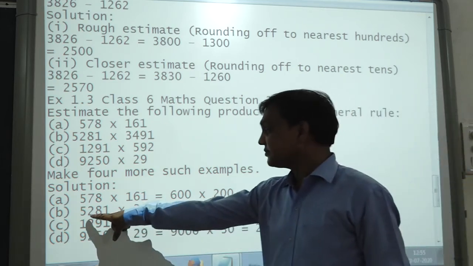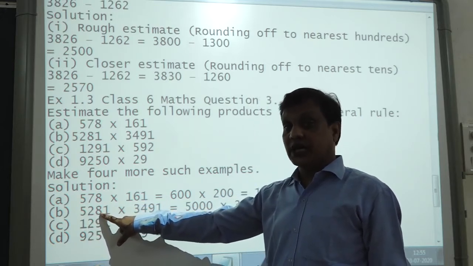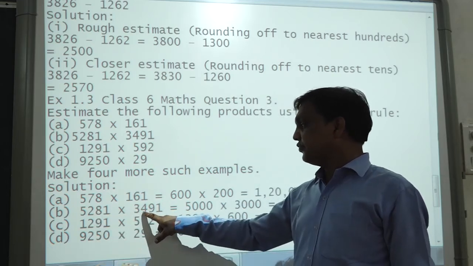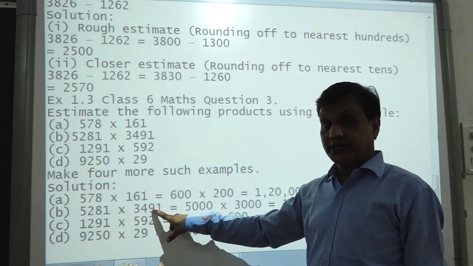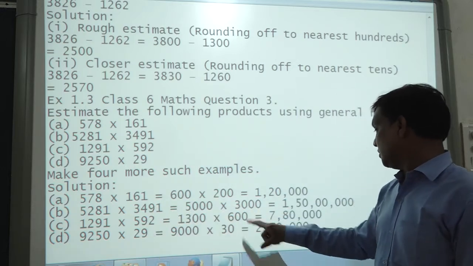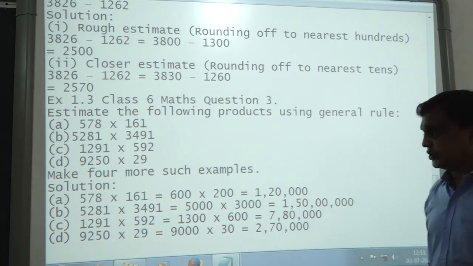Once again, 5,281 we are rounding to thousands, so that number became 5,000, and 3,491 we are converting to the nearest thousand, so that number became 3,000. 5,000 multiplied by 3,000 became 1 crore 50 lakh. Next question.